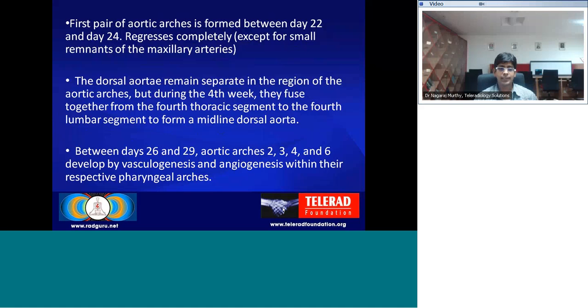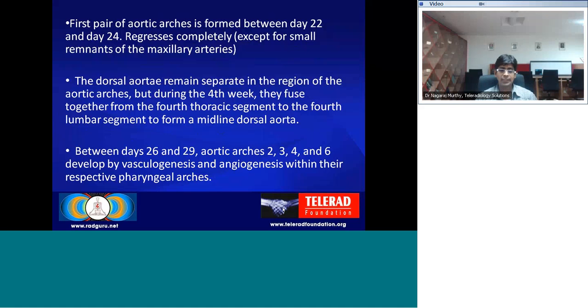The dorsal aorta remain separate in the region of the aortic arch, that is in the upper part, but during the 4th week they fuse together from the T4 segment downwards to the level of the 4th lumbar segment and form the midline dorsal aorta.